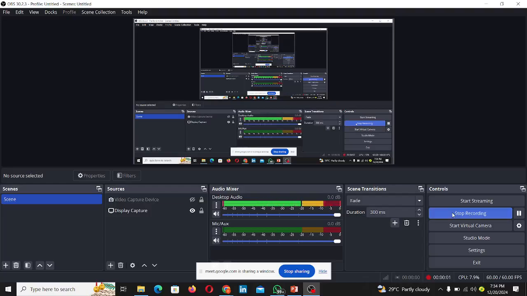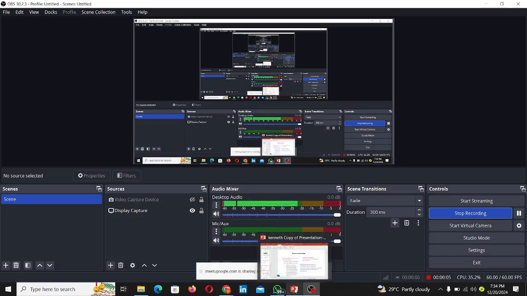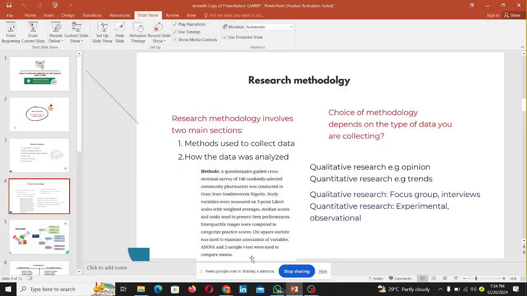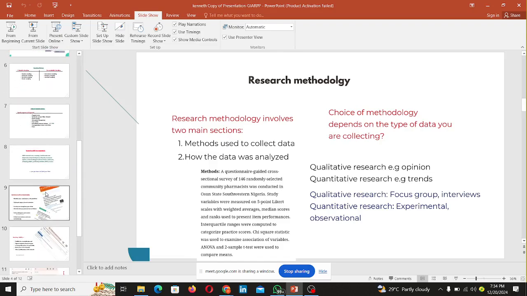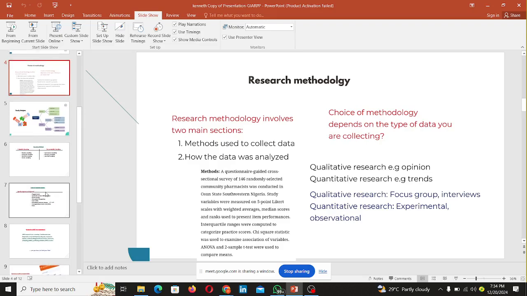It's basically telling you how this data was collected. It's a questionnaire-based cross-sectional survey. We'll look at the study design of cross-sectional survey in the next couple of slides. And then if you look down where it says that study variables were measured on a 5-point Likert scale with weighted average, it just goes to tell you about how this data were analyzed.